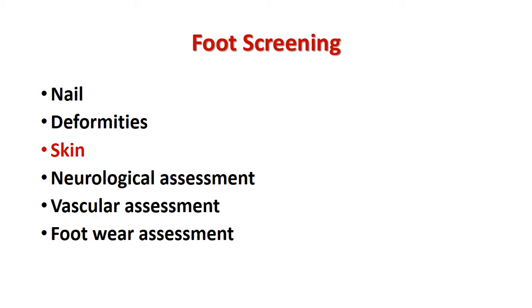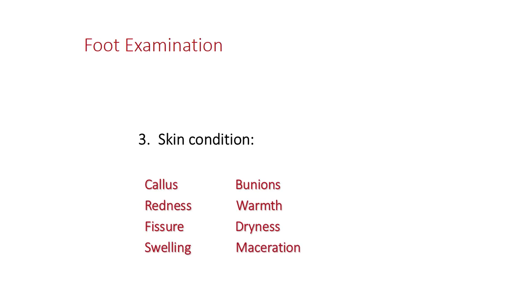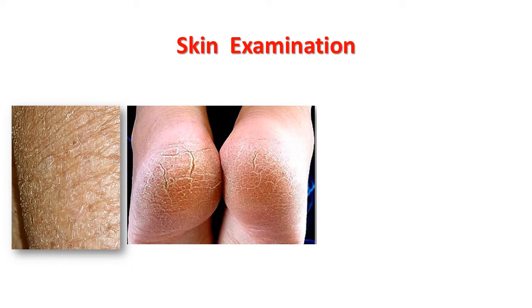Now we screen the patient for nail deformities, and now we're going to look at the skin. Examining the skin should include looking for calluses, looking for bunions, looking for redness and warmth for infection, fissure and dryness for autonomic neuropathy, looking for swelling like edema, presence of maceration for fungal infection, and of course looking for foot ulceration.